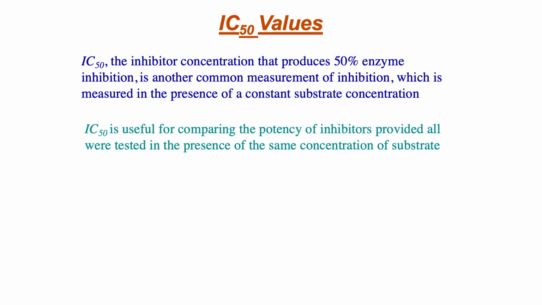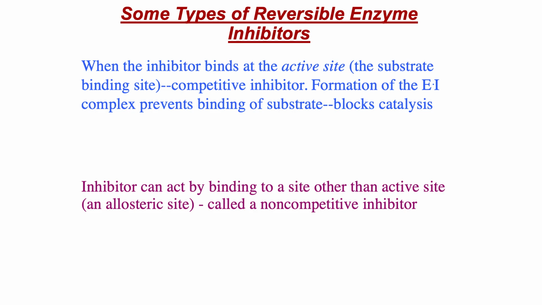And so you measure it in the presence of a constant substrate concentration. So when an inhibitor binds to the active site, it's going to be a competitive inhibitor. That means that it blocks the binding of the substrate. It can also bind to an allosteric site, and we have that non-competitive inhibitor.